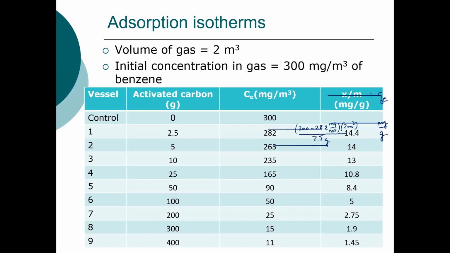For vial 3, we would have 300 minus 235. Again, we'll multiply that by the 2 cubic meters, so we have milligrams. And in this case, we'll divide by the 10 grams. And that gives us the X over M value. So we have a series of X over M values for the various different conditions.